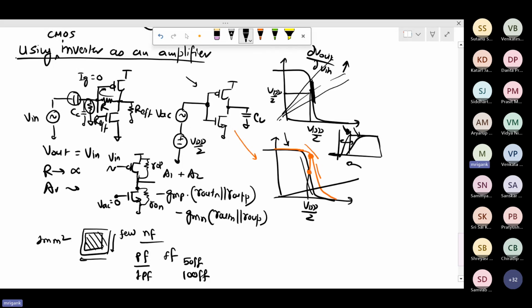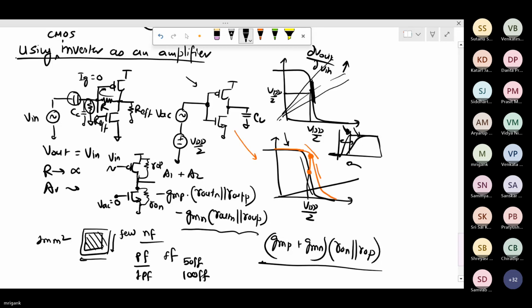Another thing that we should look at is the gain. Since in this expression the magnitude of the gain is GM P plus GM N times RON parallel ROP, this is the gain. So if you have to get a really good gain from the circuit, these are the parameters, assuming that R is high. What will you need to do for having larger gain? How will you size the device? How does the device sizing influence the gain? Yes, anyone?